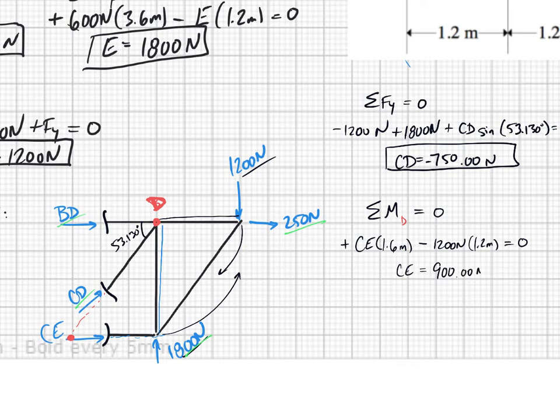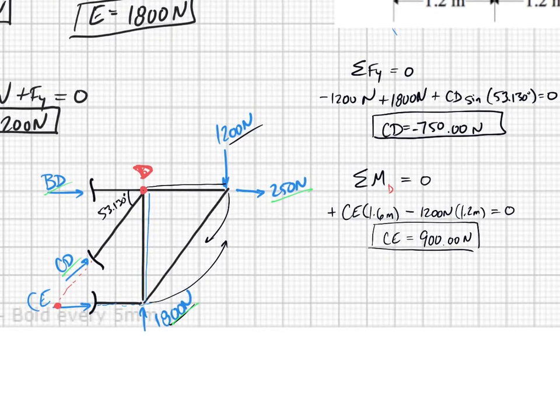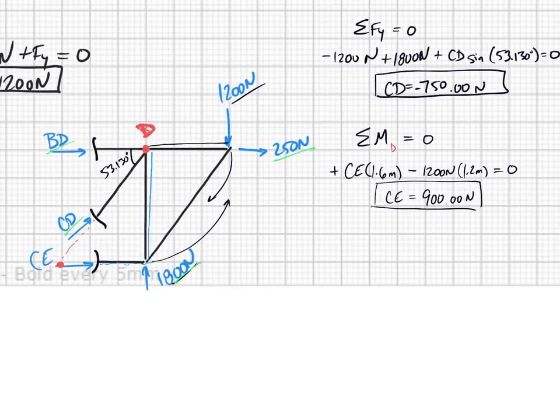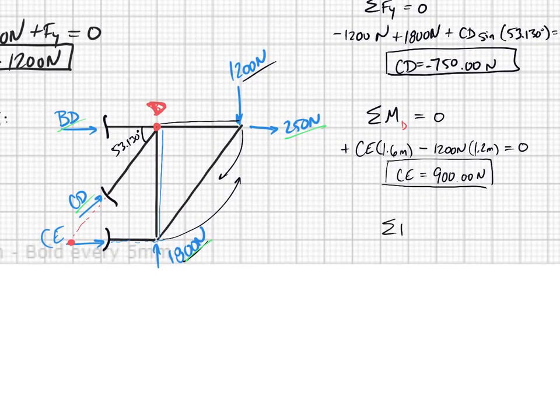I'll go ahead and give it 2 sig figs like that. That's a positive, so that means that one's in compression. All right, so now we're ready for the X equation. Unfortunately, we don't have a lot of room here, but I'll just go ahead and work off the page. Sum of the forces in the X direction equals 0.